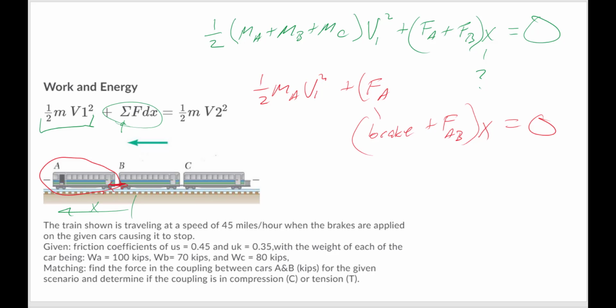However you dice this thing up, sometimes it's easier to just group everything together, in which case internal forces go away and you're only looking at the braking force, versus just looking at one train and the forces acting on one train through some distance. And you can play these games where you carve it up different ways to get through this thing.